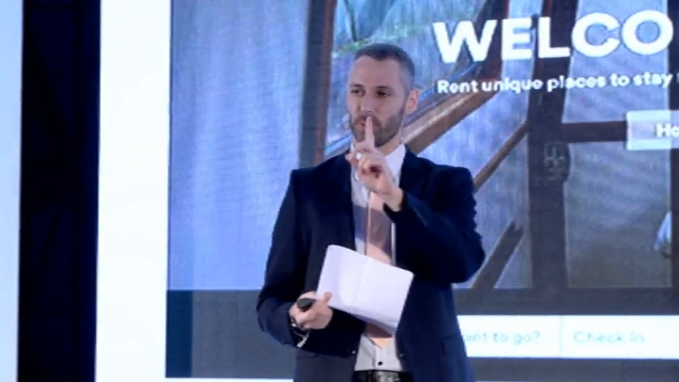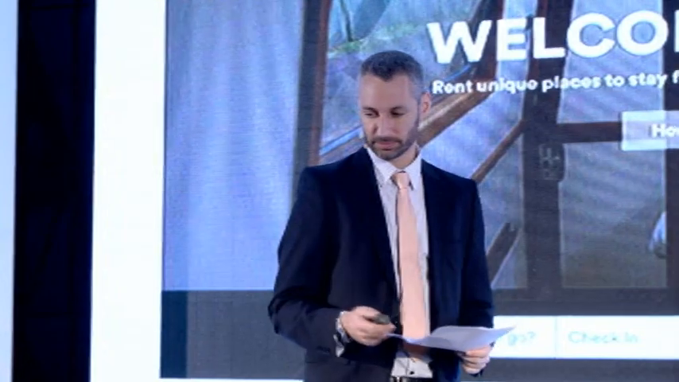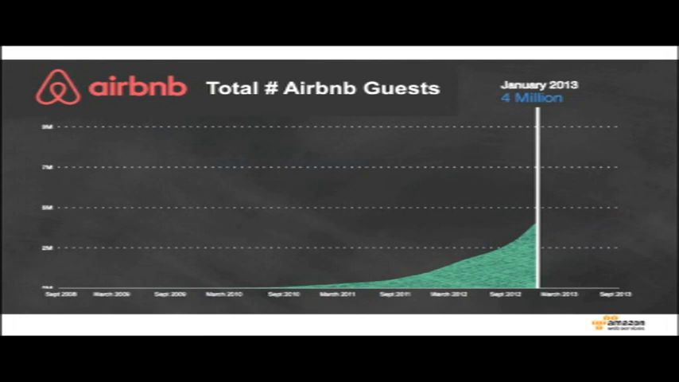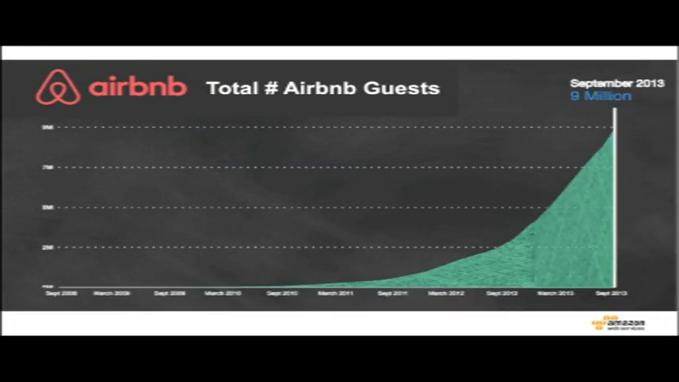So they came out of nowhere. And do they have any servers? No. They started on day one with one EC2 instance. And then they grew. And then by 2013, they had 4 million registered users using their service. It was busy. They grew their number of EC2 instances. By September that year, they'd gone up to 9 million users. This is a lot of users.